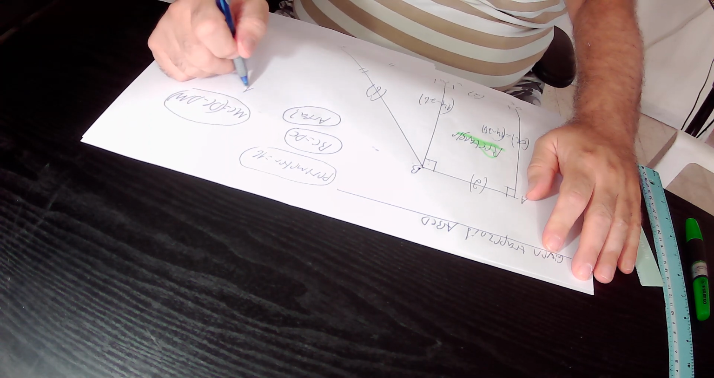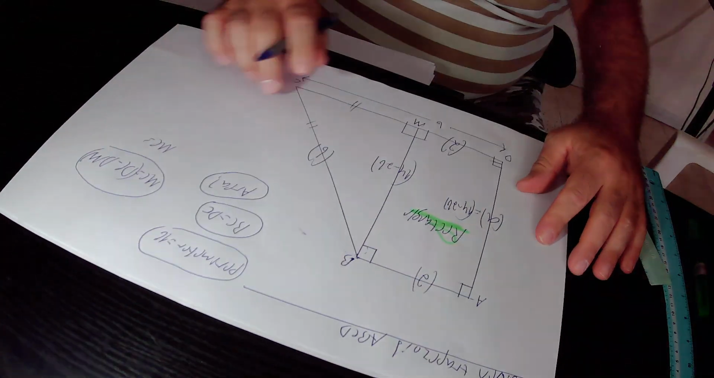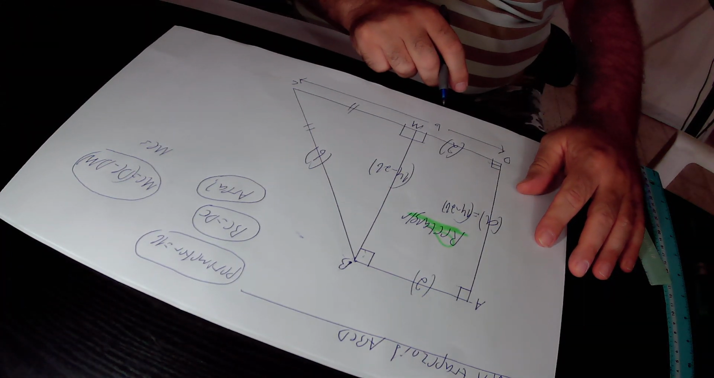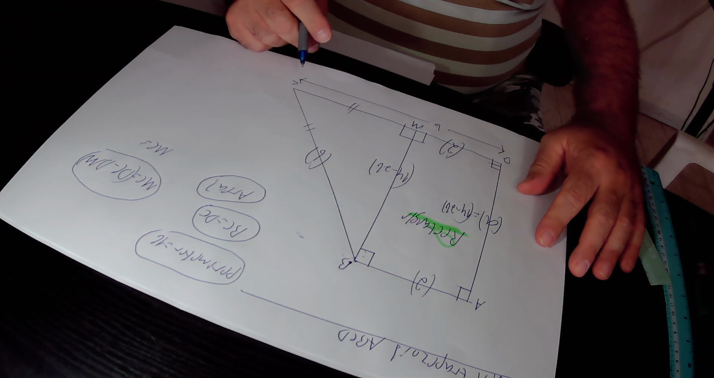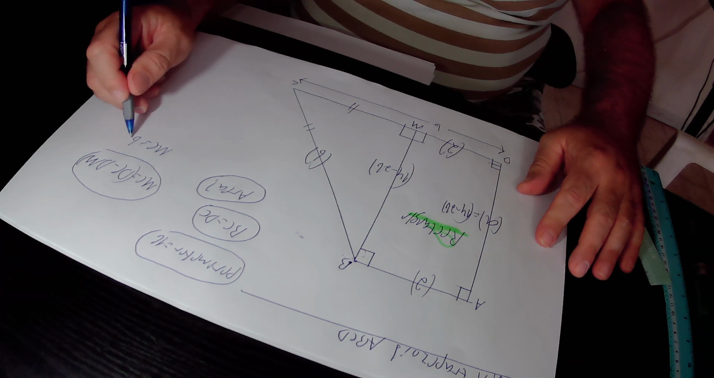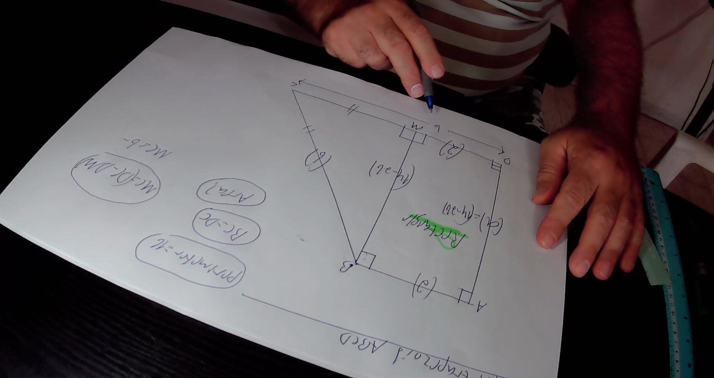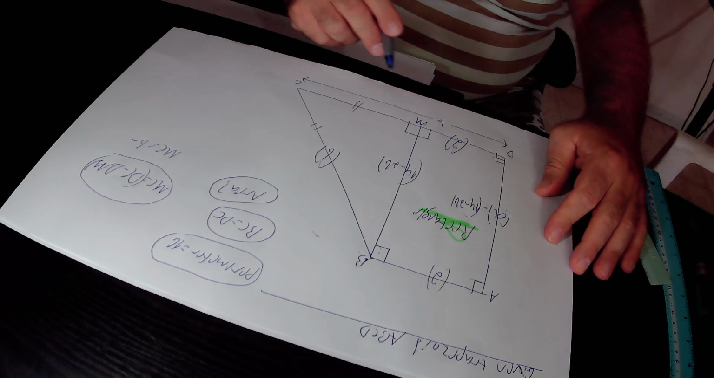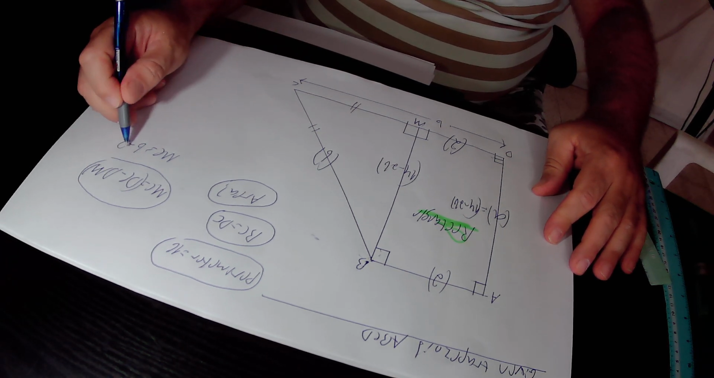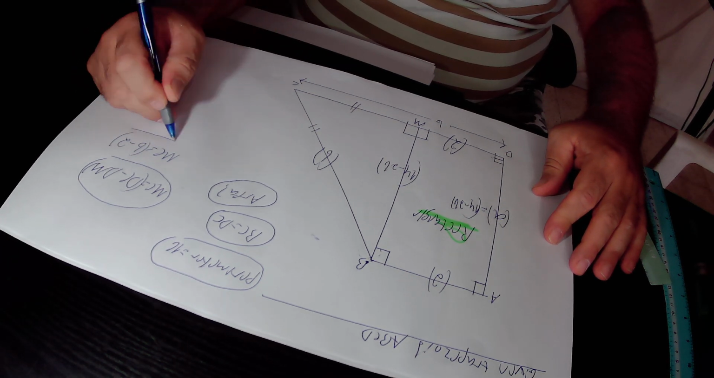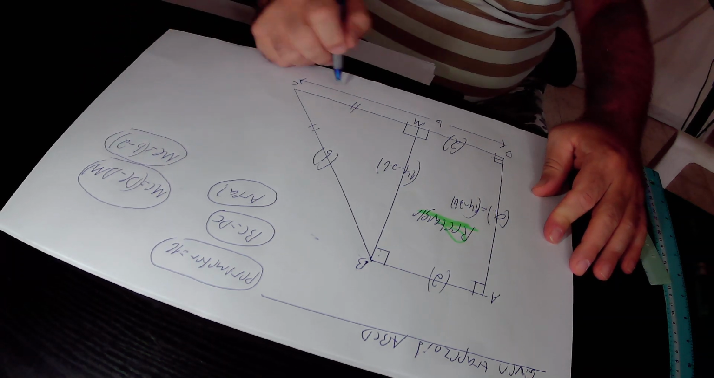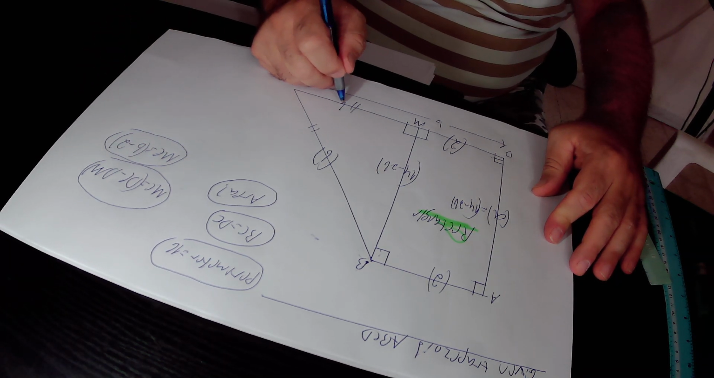So MC equals DC. DC is b according to our definition. Minus DM. We just found out that DM equals 2. So in total, MC equals b minus 2 units in its length. MC equals b minus 2 units.